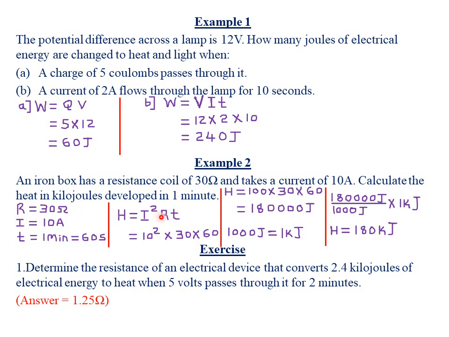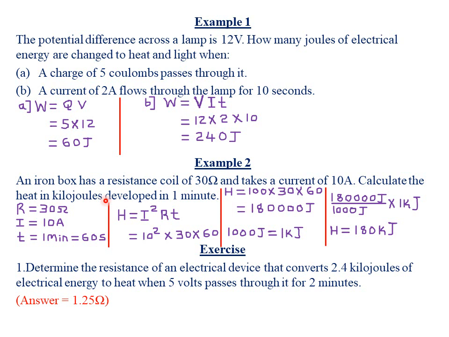Therefore, the heat in kilojoules developed will simply be, we'll use the formula for heat equals I squared RT, which we have just derived from our previous slide. The current we are given as 10 amperes, so that will be I squared, so we'll have 10 squared, times the resistance we are given as 30 ohm, multiplied by the time, which is 1 minute, equivalent to 60 seconds. So 10 squared is 100. So 100 times 30 times 60 will give you 180,000 joules.